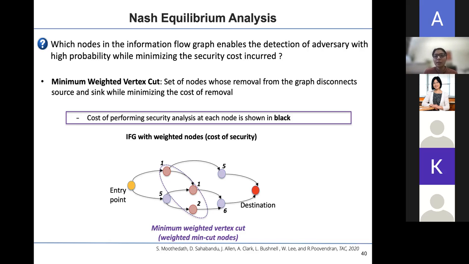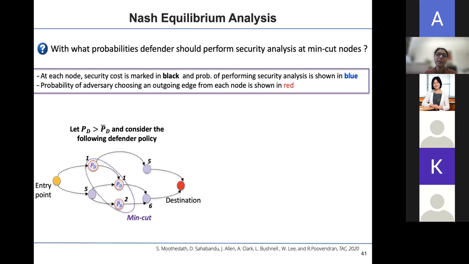But that doesn't answer our question. We also want to know with what probabilities these cuts are chosen. So we pose this question: with what probabilities should the defender perform security analysis at the min cut nodes? To explain that, let's consider an example where the defender chose the min cut nodes, that is the nodes in the ellipse, as the security checkpoints, but with probabilities PD and PD bar. Let's say it chose these 2 nodes with probability PD and the last node with probability PD bar, and let's assume PD is greater than PD bar.